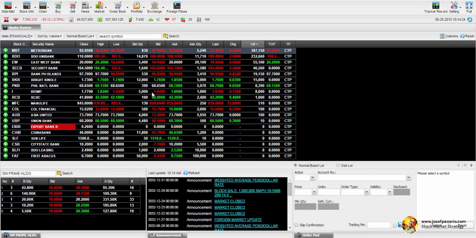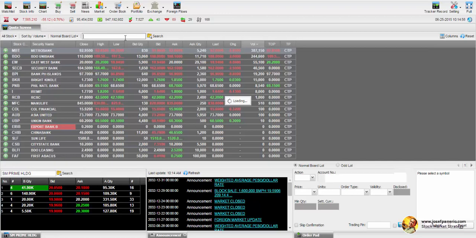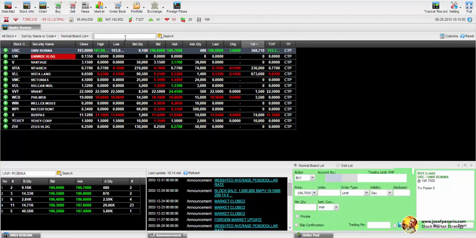It will display in descending order, I believe, here. And you can also display here the odd lot or off market, normal board lot. So the common display is the normal board lot. And you can also search your desired stock. For example, if you want to search for URC or Universal Robina, just press enter, then it displays URC here.